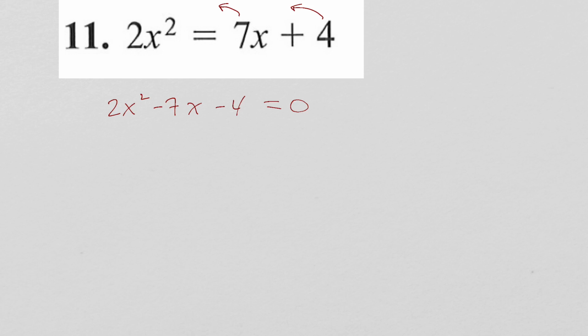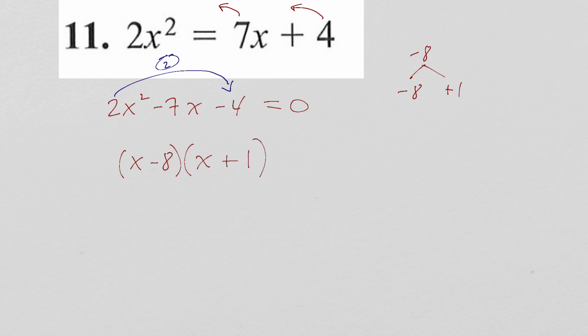If you want to use slide, divide, slide, oops, I just missed. You slide this over, your 2 over, and you're going to get -8. And we're looking for factors of -8 that add up to -7. So -8 and +1. So we have x minus 8 and x plus 1 equals 0, but that's the slide part.